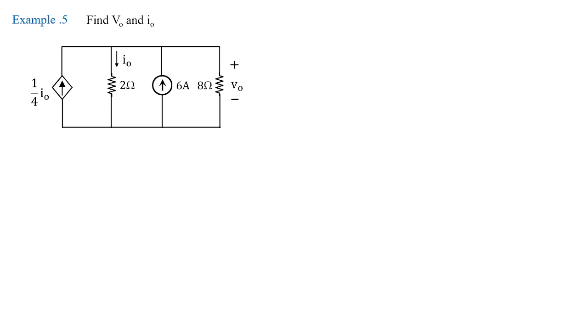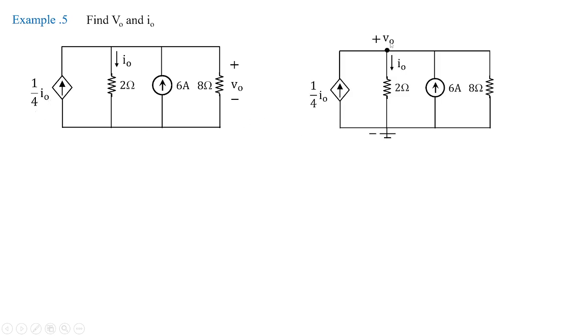Let us go with another example of finding V0 and I0 in this particular circuit, which has all the elements arranged in parallel. So when you see these kind of circuits, when they are mostly in parallel arrangement, better you apply KCL only. Now V0 is nothing but the voltage across 8 ohms. V0 is also the voltage across 2 ohms. V0 is a voltage across 6 amperes, and it is also the voltage across 1 by 4 I0. So commonly I'm taking the node voltage as V0.